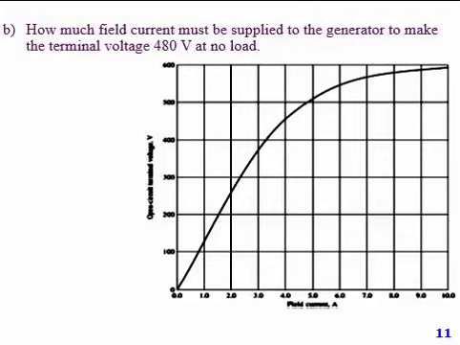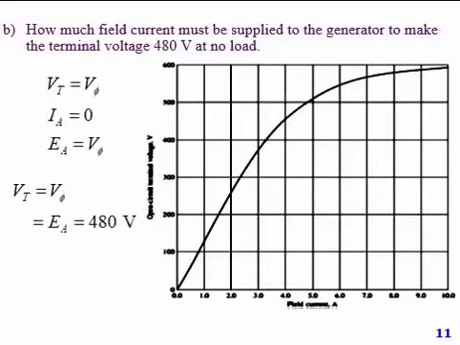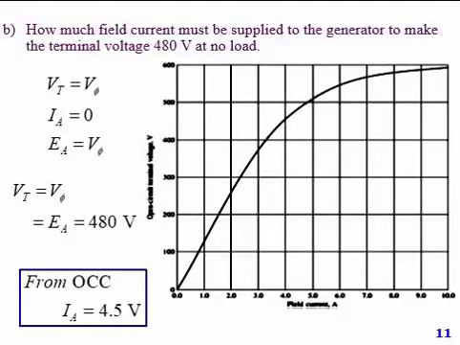In part B, how much field current must be supplied to the generator to make the terminal voltage 480 volts? If this is 300, 400 and 500, then 480 will be somewhere over here. So at 480 volts, the answer for the current would be somewhere around 4.5 over here.